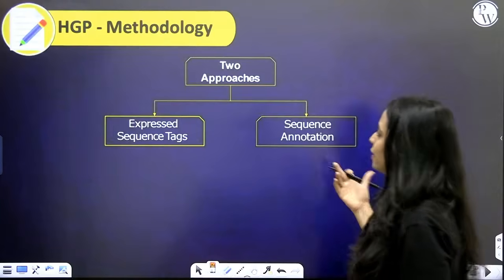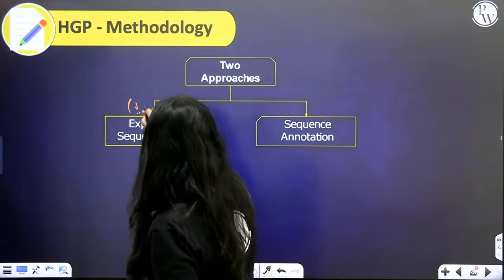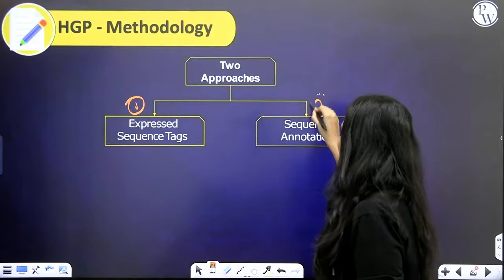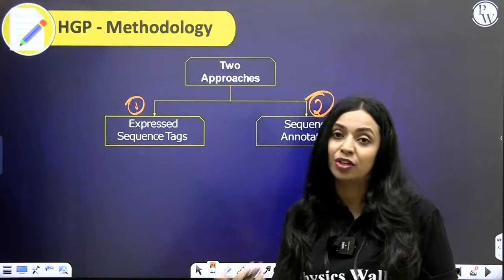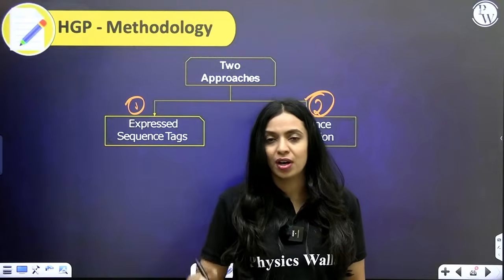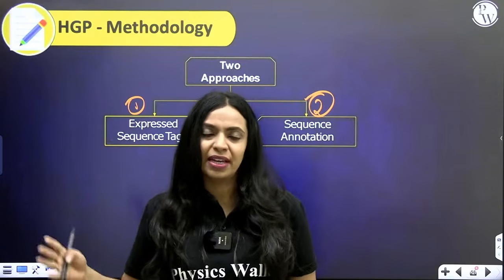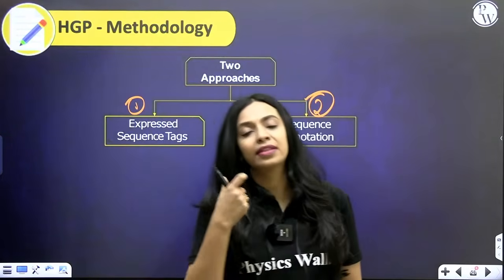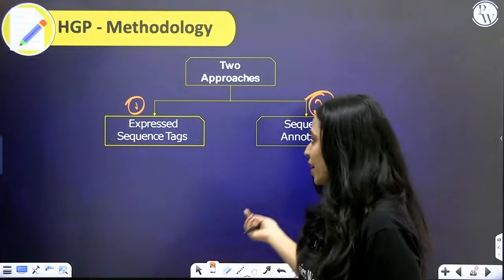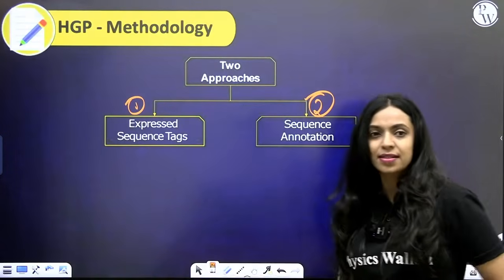So how exactly did they accomplish this? There are two methods. One is expressed sequence tags and the other one is sequence annotation. In expressed sequence tags, you know how in humans, which are eukaryotes, there are only certain regions which will code for proteins, majority will not. So they only focused on sequencing the regions or the segments of DNA which had information. So that is why it's called expressed sequence tags.